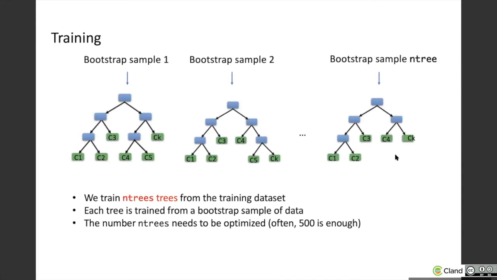Graphically, we can present the method like this. So you bootstrap a sample of data, sample one, you fit one tree, you bootstrap another sample of data, you fit another tree, and then you obtain n tree. N tree will be, for example, equal to 500. Of course, you have to optimize the number of trees. This is one hyperparameter. But in practice, often 500 trees is largely enough. And if you use R, the default value for n tree is 500.